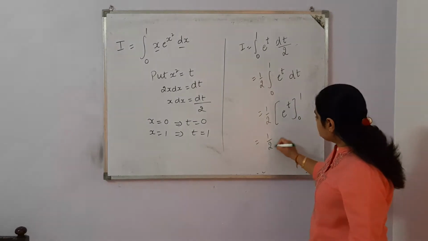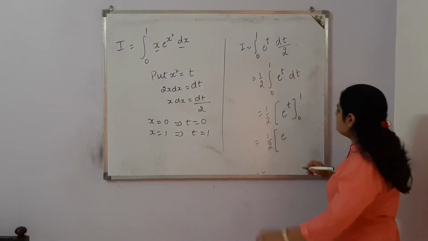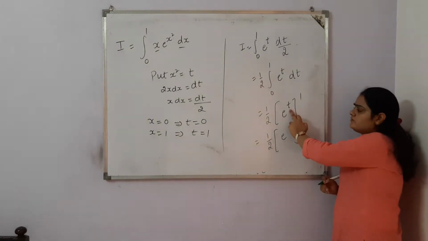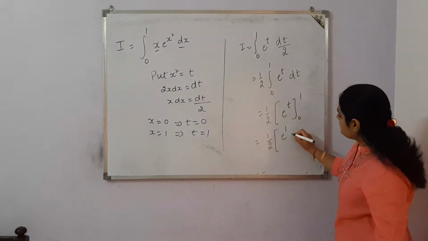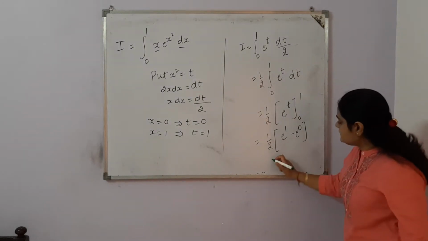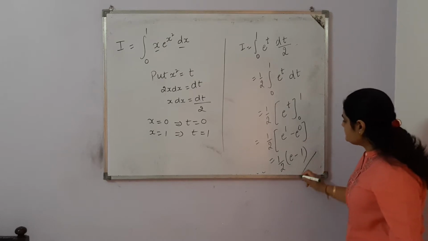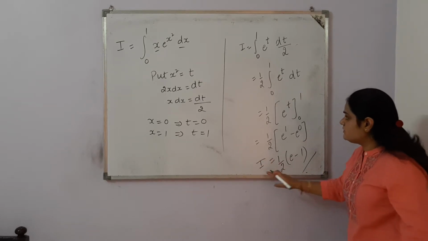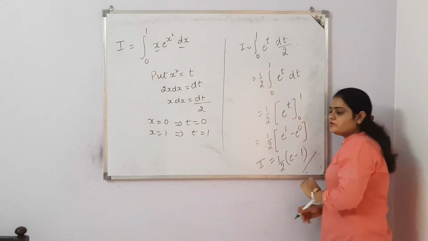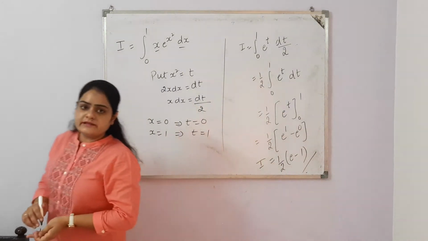There is no variation. So now we substitute in place of t, 1 and then after that 0: upper limit minus lower limit. e raised to power 1 is e and e raised to power 0 is 1. This is your answer, the given integral. Hope the question is clear. Let's do another question.